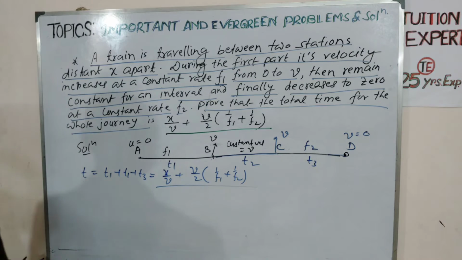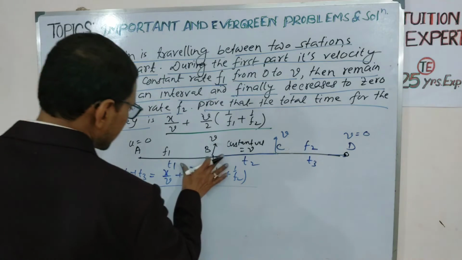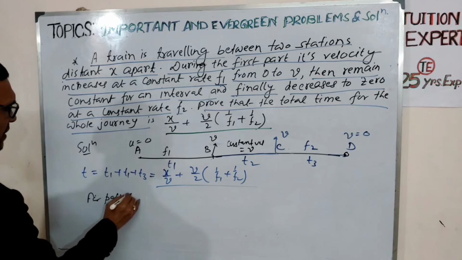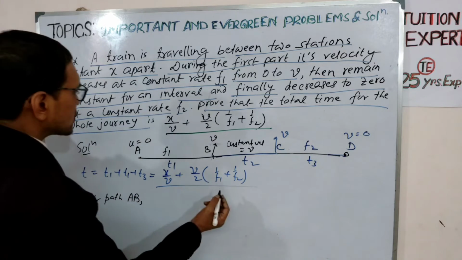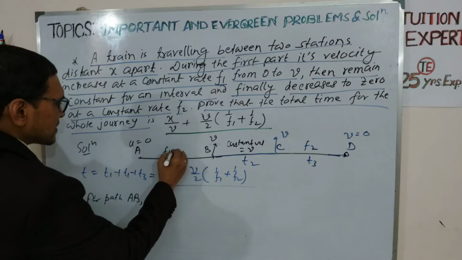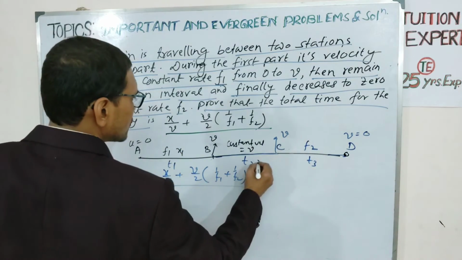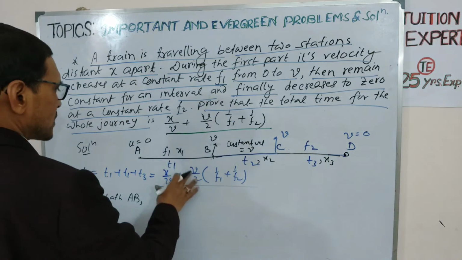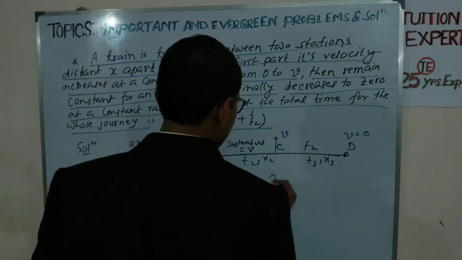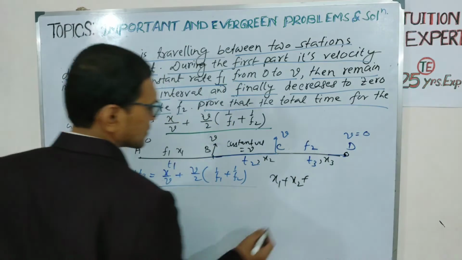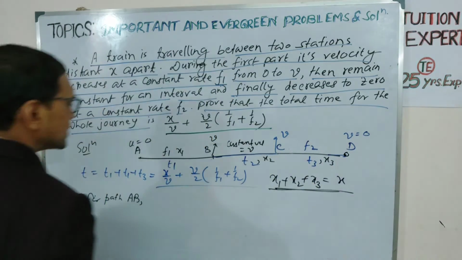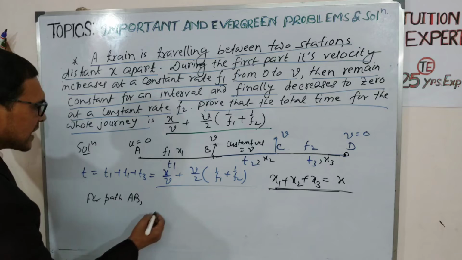So here also we write the equation for each part. To solve this problem, you have to write equations for each part. For path AB, what is the equation? Here we also have to consider the distances travelled x1, x2 and x3. The individual distances are not given, but the total distance is given in the question: x1 plus x2 plus x3 equals x. This x is given.